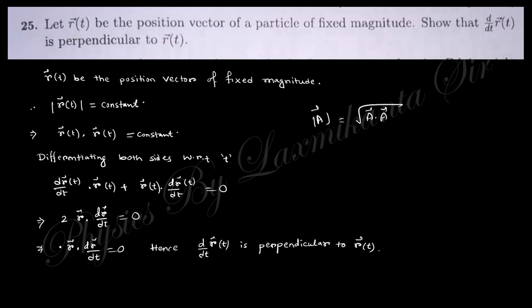If you take the square of a constant, it is also a constant, so r dot r is constant. If you take the derivative with respect to t, it is the derivative of the first into the second plus the first into the derivative of the second, which equals 0. So you will get r dot dr/dt equal to 0. Hence this is perpendicular to that one.